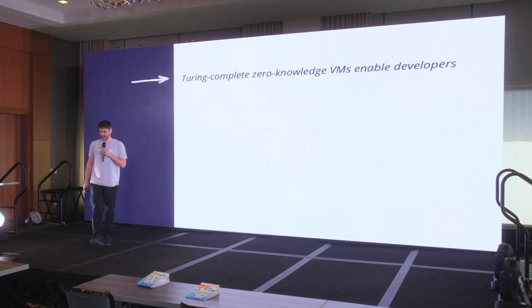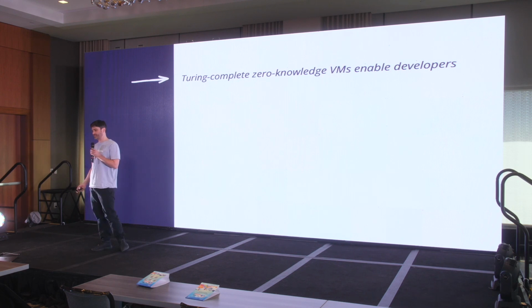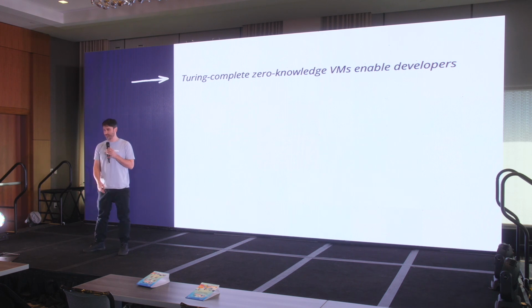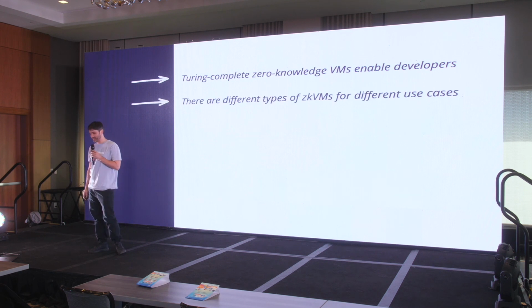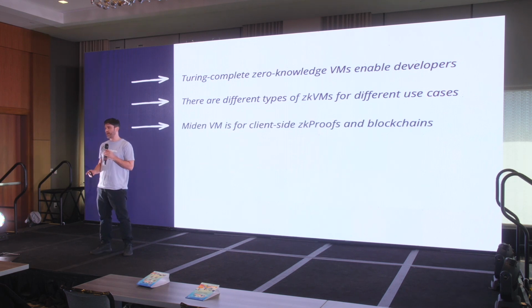So basically, today I want to talk about the Miden VM, which was built by Bobbin and many others, at least the mastermind behind that. The thesis of this talk is that Turing-complete zero-knowledge virtual machines can enable developers to use this cool technology without needing to have a PhD in math. There are different types of ZK-VMs for different use cases, and the Miden VM is for client-side proofs and blockchains.